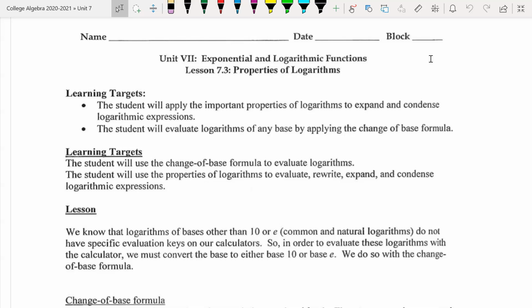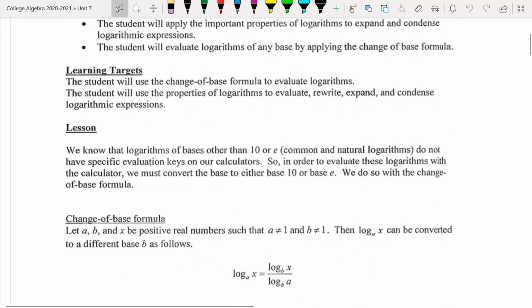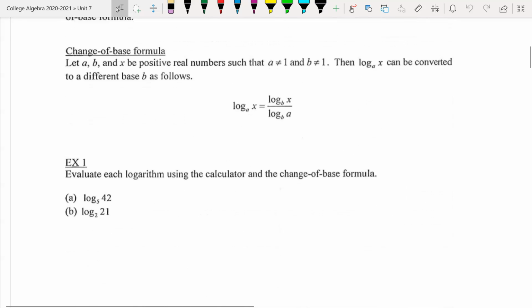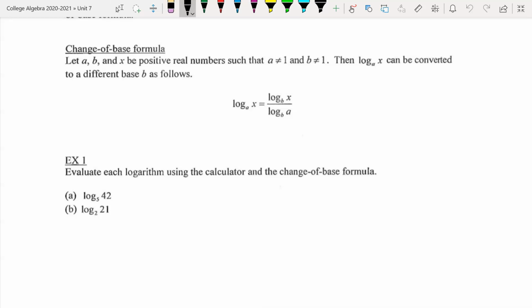Alright, so we know the logarithms of bases other than 10 or e, common and natural logs, do not have specific evaluation keys on our calculators. So in order to evaluate these logarithms with the calculator, we must convert the base to either base 10 or base e. We do so with the change of base formula. So if you have a log that is not base 10 or base e, what you're going to do is use the change of base formula. The change of base formula looks like this.